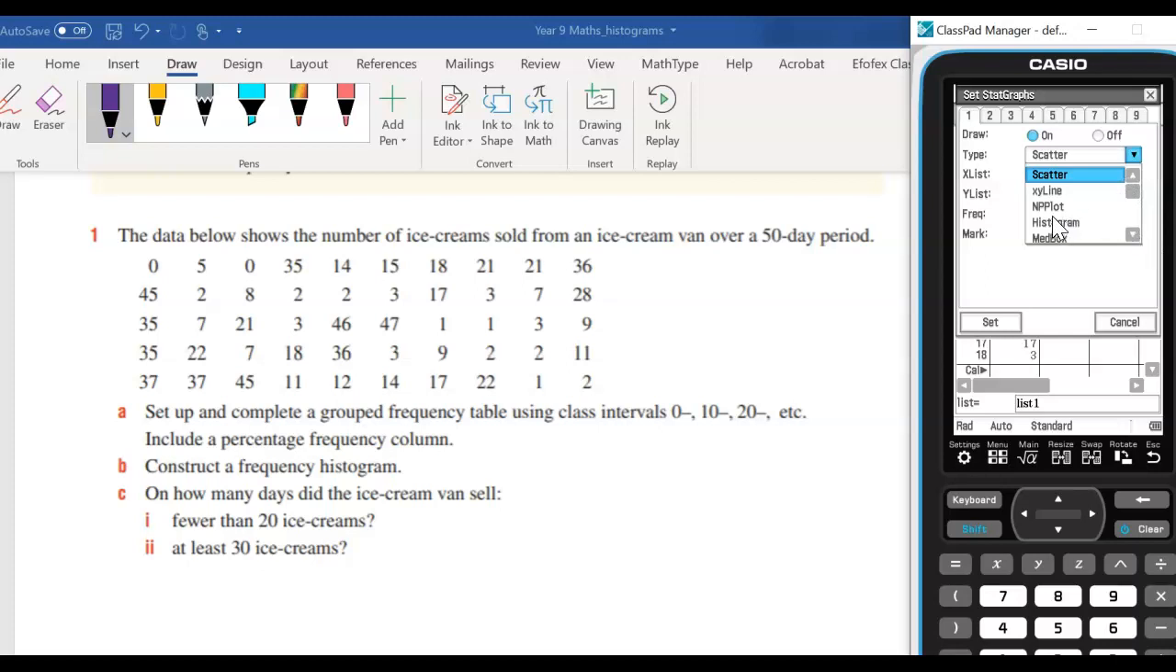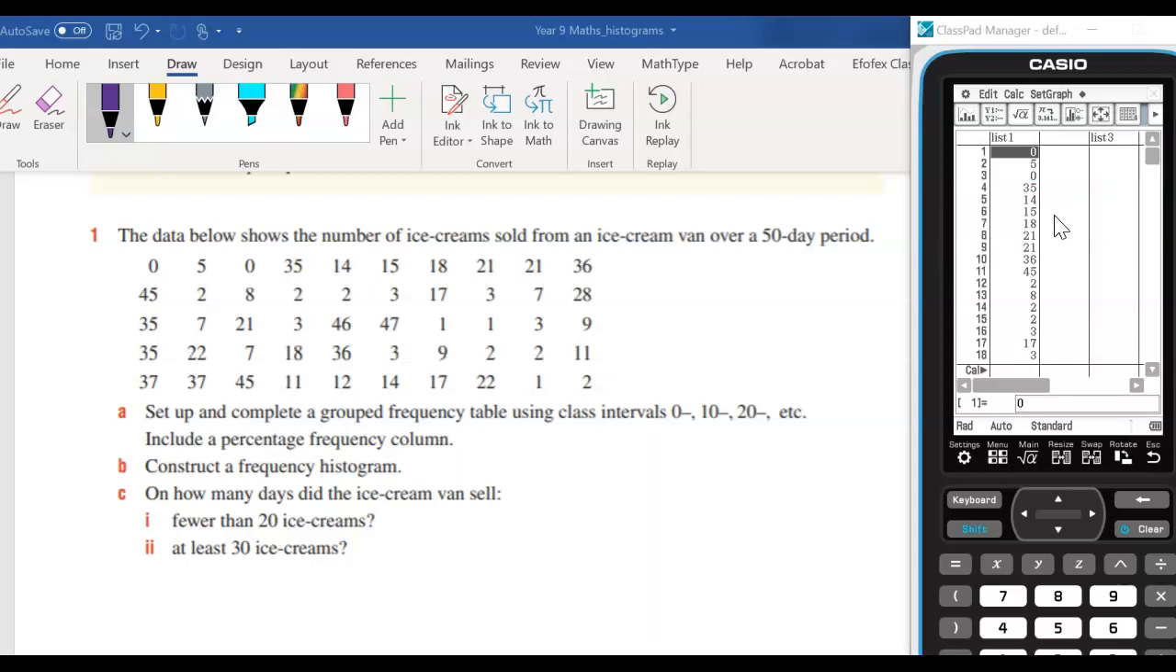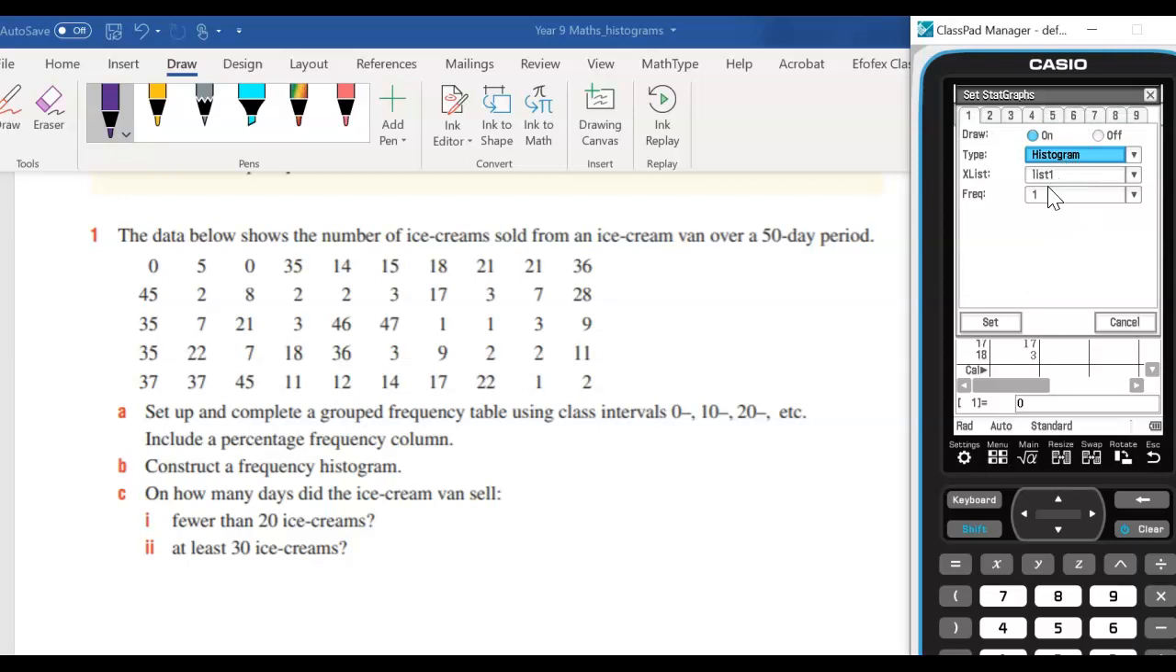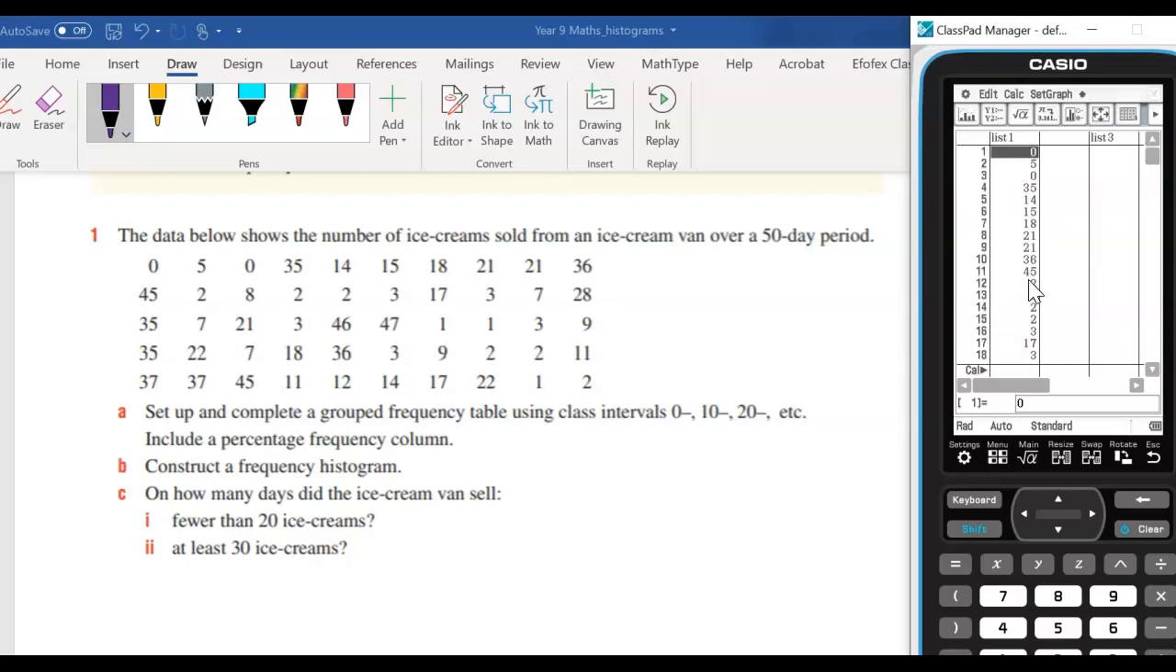All right, I want a histogram. I just had to restart my calculator, which is a bit annoying, but go back to here, histogram. Our values are in the list and we didn't have a separate list for our frequency, so we just leave it as 1. Okay, it looks like nothing happened.